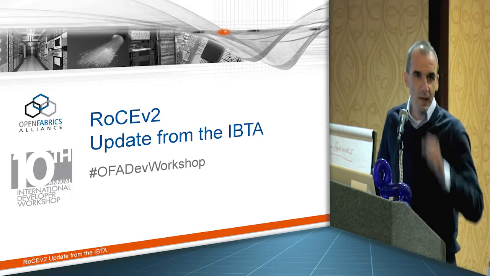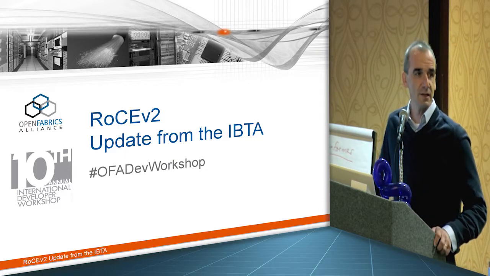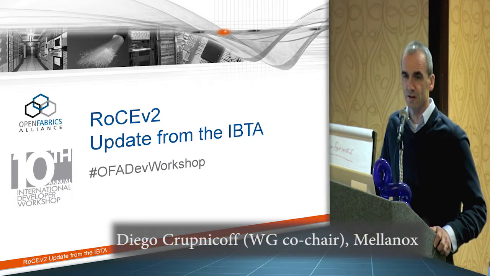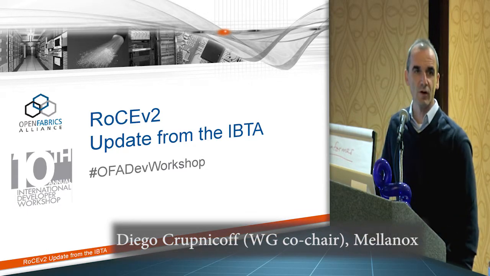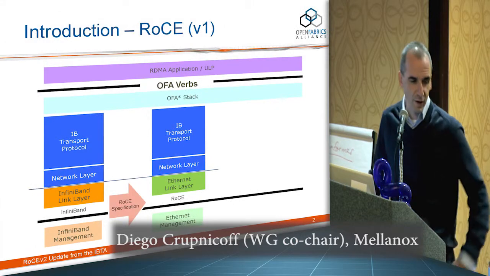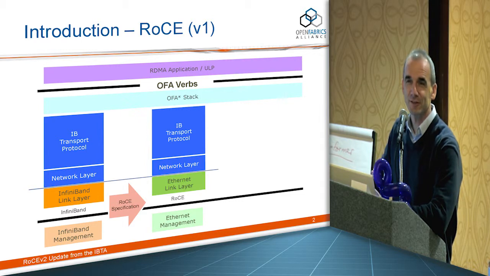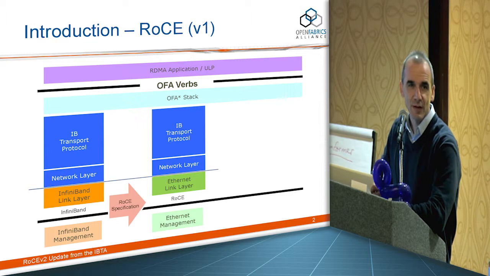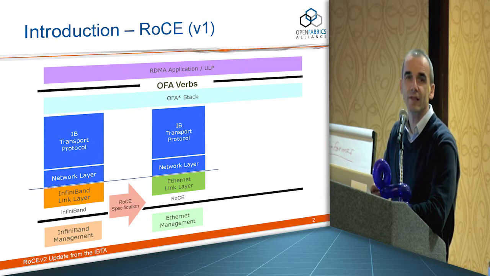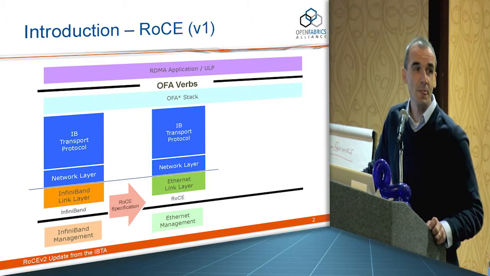So I'm going to provide an update on behalf of the IBTA on something that we've been calling RoCEv2. And as a way of introduction, I'm going to start talking about what we used to call RoCE, and in the context of this conversation is going to be the RoCEv1. Some time ago, we noticed at the IBTA that there was interest and market justification for creating a version of RDMA that would run on Ethernet fabrics.